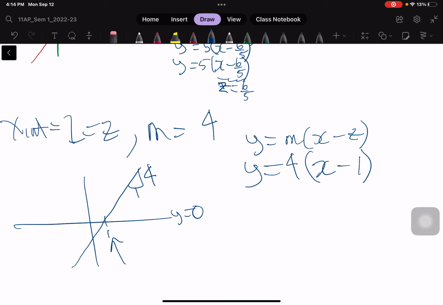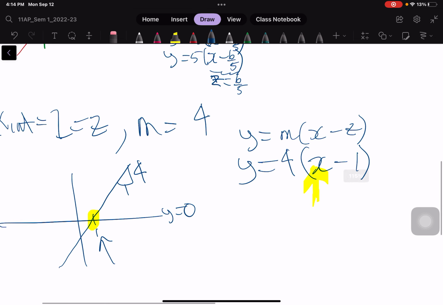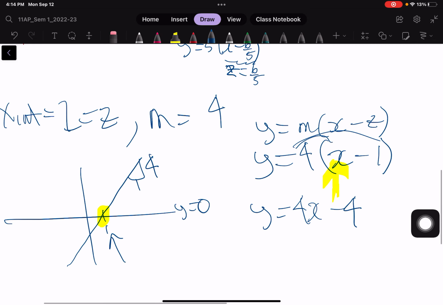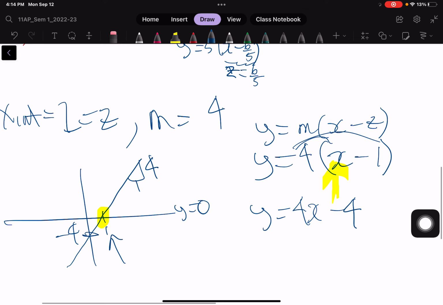Let's see if that works. So now if I take this right here and I substitute in 1 for x, I'm going to get 1 minus 1. Well, that is going to give me 0. Okay, so that does work. Now, what would the slope y-intercept form be for that? For the slope y-intercept form, I would just multiply through the brackets. y will equal 4x minus 4. Okay, so that makes the y-intercept minus 4.